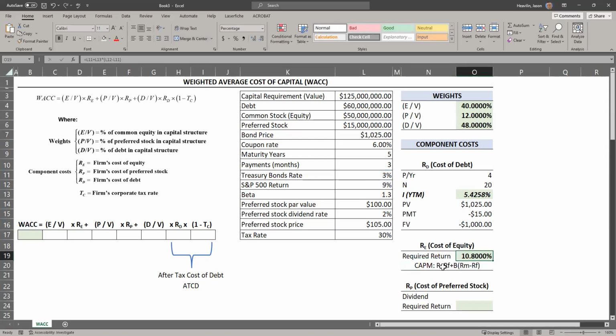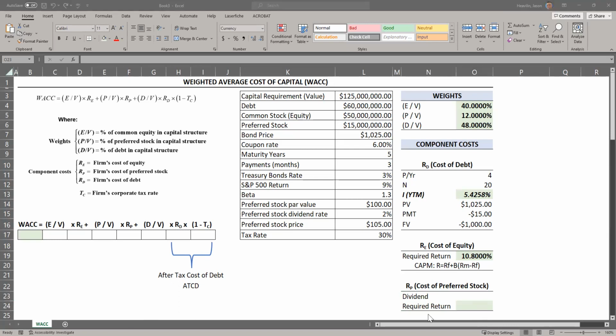And that is our required return that we're going to use for cost of equity, the RE. Now, to get the cost of preferred stock, we need to calculate the required return of the preferred stock. But that calculation requires us to know the dividend of the preferred stock. So let's calculate dividend first.